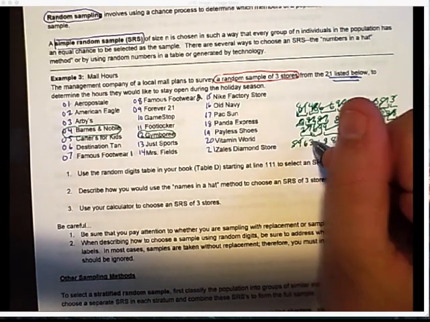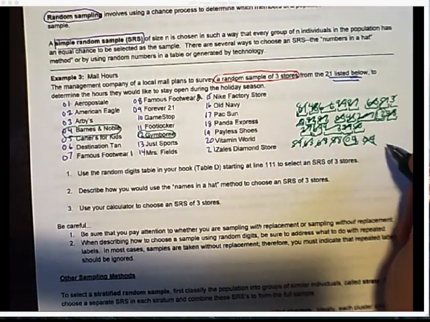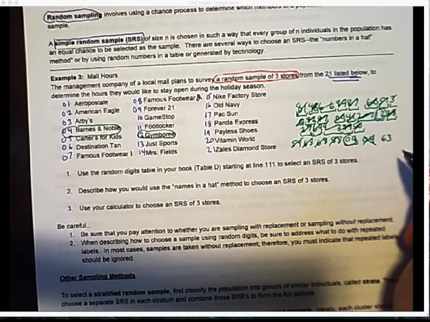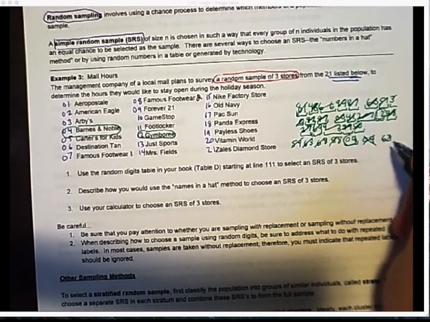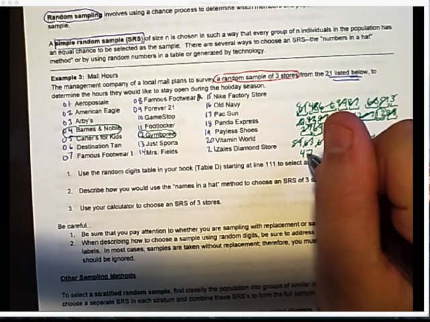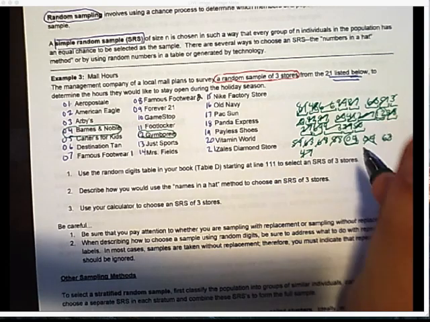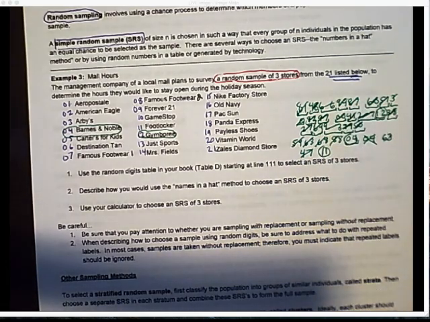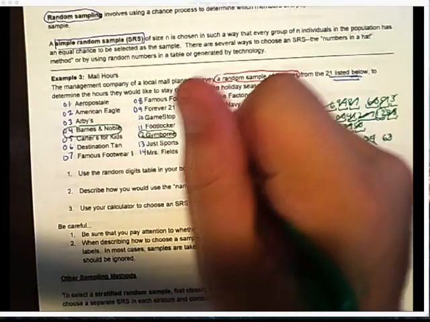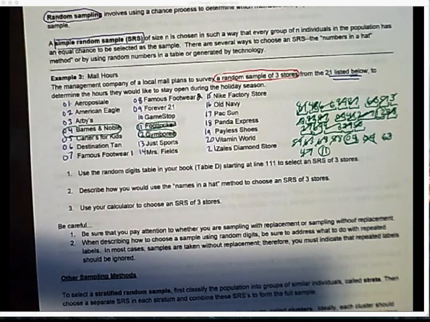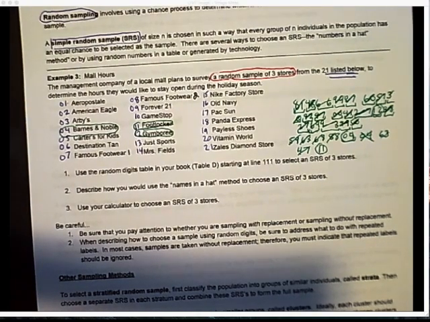All right, I can't use 59, 63, 68, 88. Can't use 4 again. Then I have 63, which I can't use. 47, which I can't use. And then I finally get 11, which I can use. There's 11. There's Foot Locker. Okay, so that's how I use a random number table, random digit table.